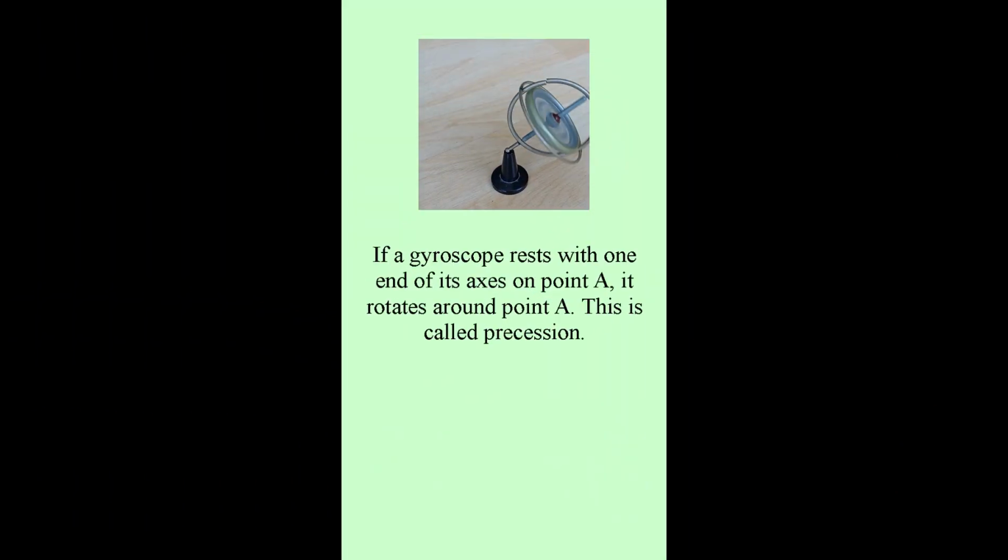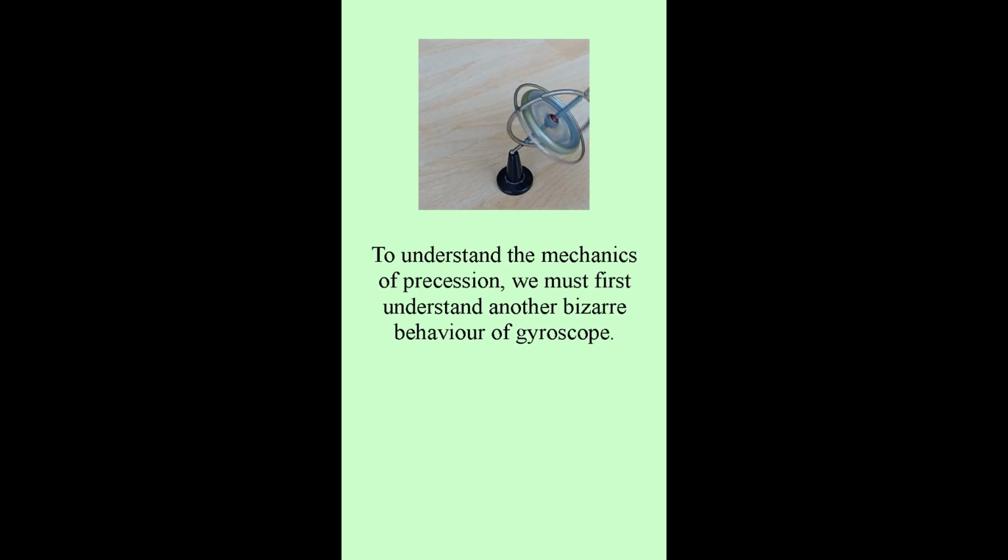If a gyroscope rests with one end of its axis on point A, it rotates around point A. This is called precession. To understand the mechanics of precession, we must first understand another bizarre behavior of the gyroscope.